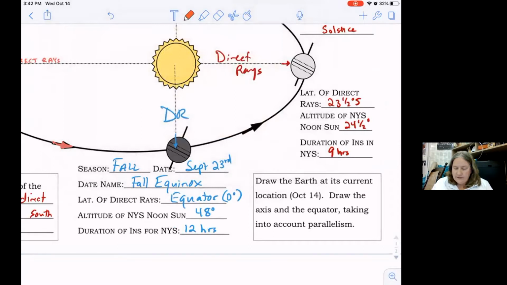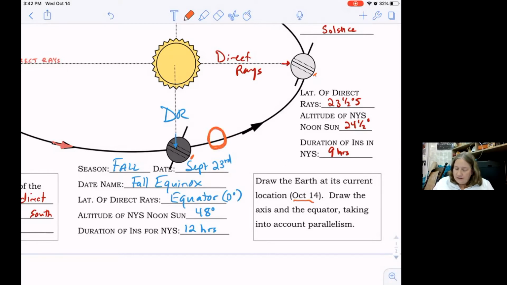So let's see. I want to draw the Earth. You notice that this position for the Earth is September, this one right here, and this one over here is December, and we're looking for October 14th. Well, October 14th is between September and December, so I'm going to draw it right here, closer to September than I am to December because October is closer to September.